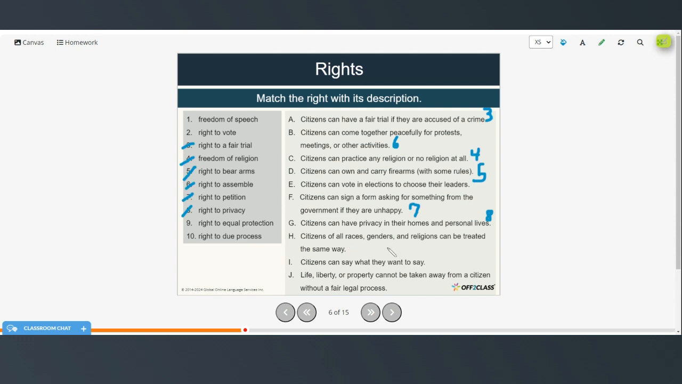Citizens of all races, genders, and religions can be treated the same way. That would be the number 9, the right to equal protection. Citizens can say what they want to say. That's number 1, freedom of speech. And life, liberty, or property cannot be taken away from a citizen without a fair legal process. That's number 10, the right to due process. Looks like I skipped letter E. Citizens can vote in elections to choose their leaders. That was number 2, the right to vote.